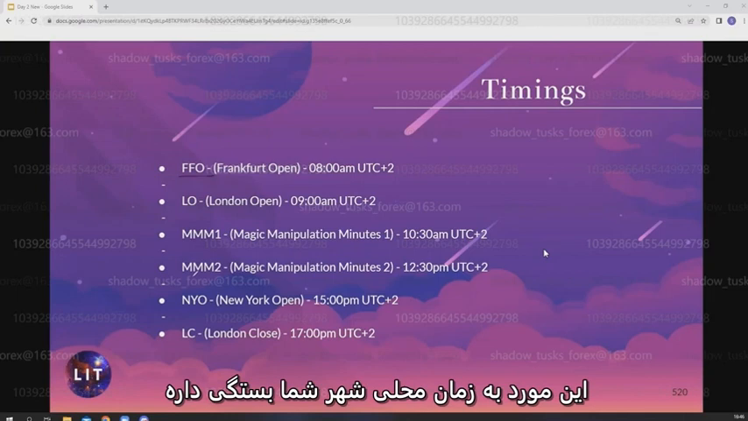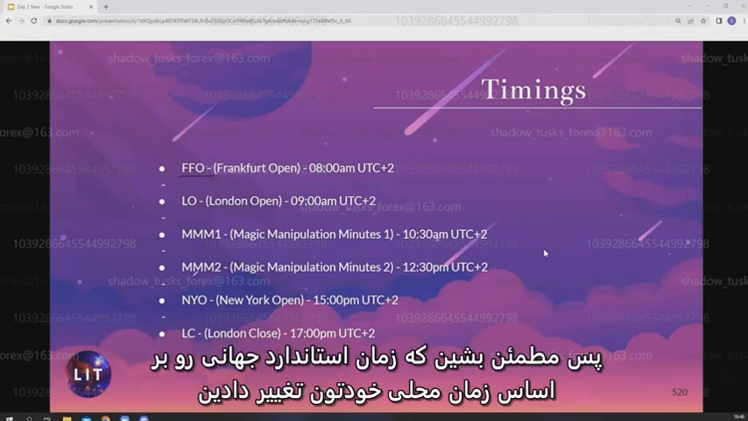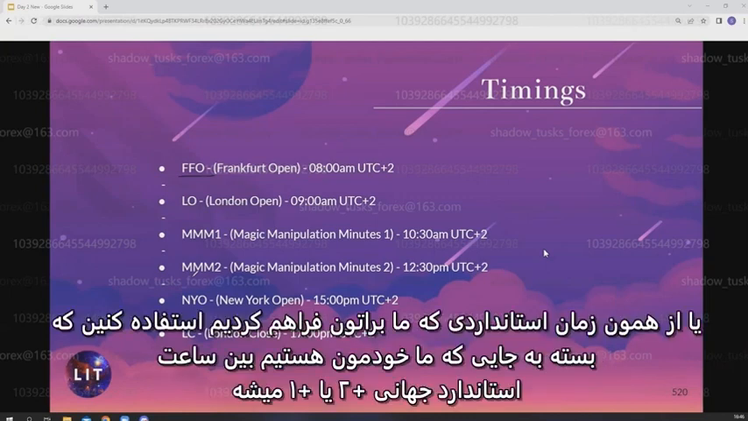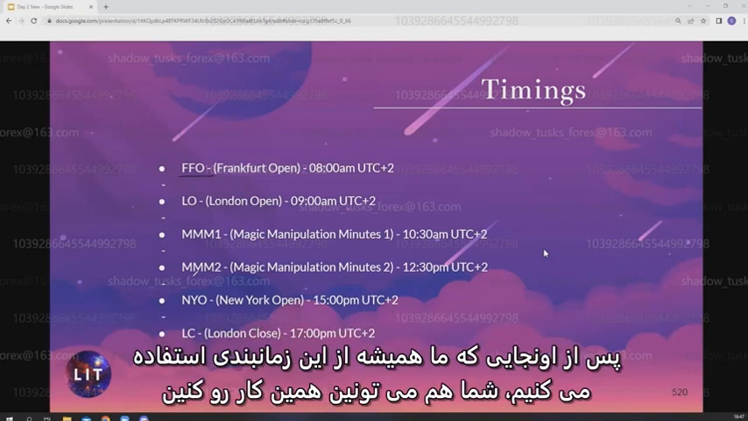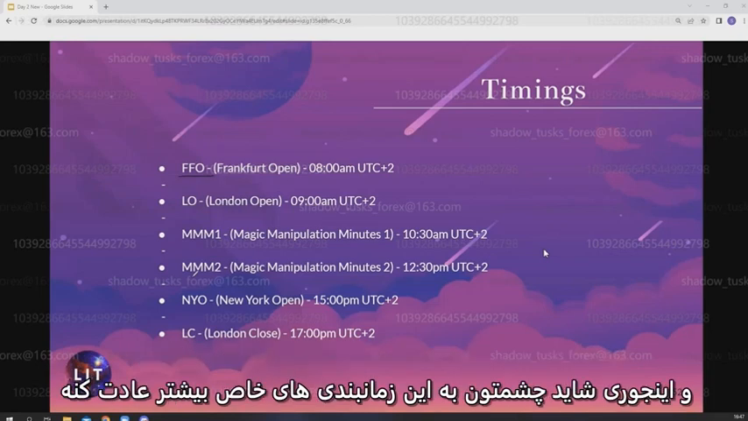Now, this depends on your UTC. So please do ensure that you either convert the UTC based on your time zone or use the UTC we provide, which will be between UTC +2 and +1, depending on where we are ourselves. So you can use that, as we will always be using these timings, and maybe you become more familiar with these timings in themselves.